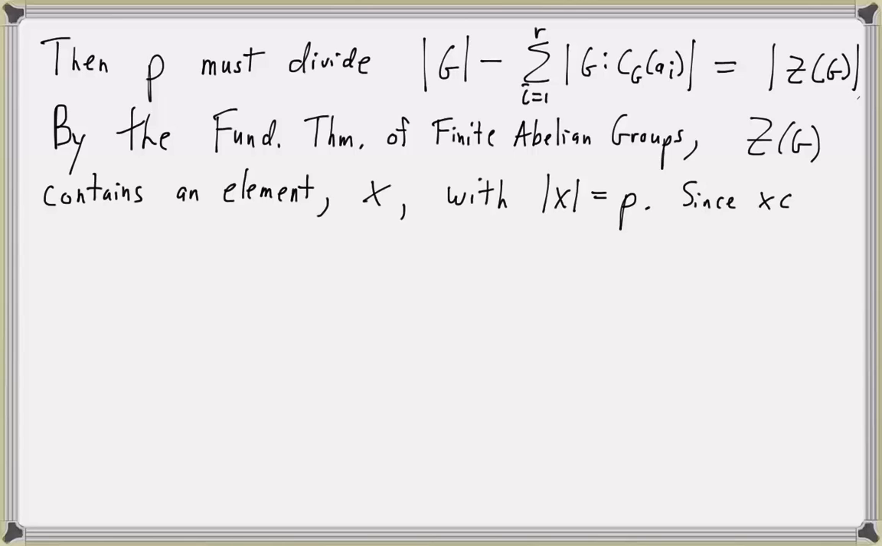And since X is in the center of G, the cyclic subgroup generated by X is a normal subgroup of G. And since we have a normal subgroup of G, we can form the factor group of G mod the cyclic subgroup generated by X.